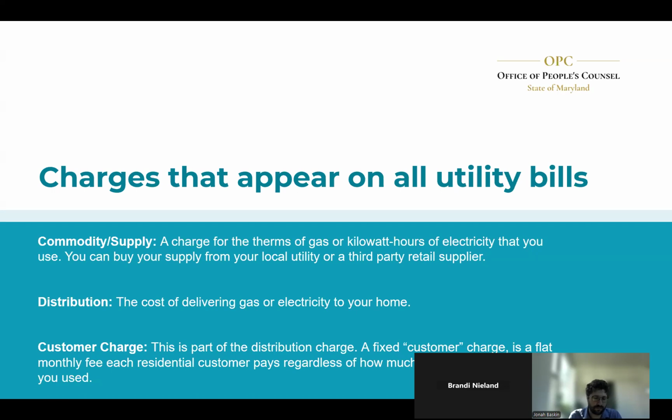Fuel charge, same thing. Next is the distribution charges. That's going to include the cost of the utility's infrastructure that serves customers and also the utility's operational costs. So when I say utility infrastructure, what does that mean? It's going to include things like the pipes, the towers, the wires, computers, and other equipment and infrastructure the utility needs to actually deliver the gas or the electricity to your house.